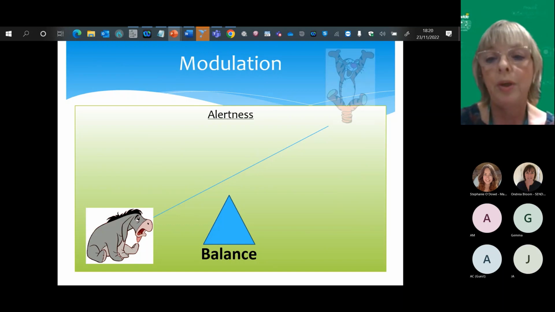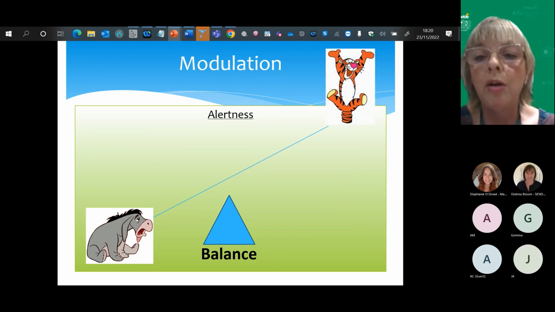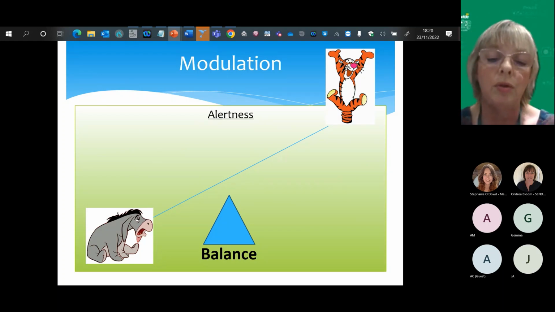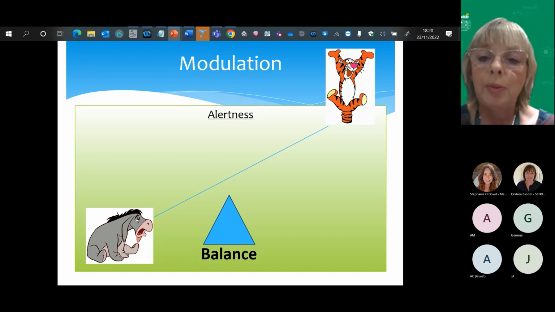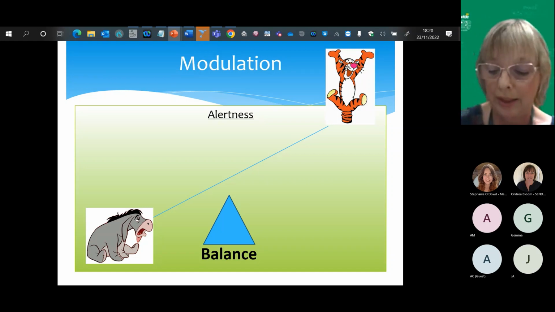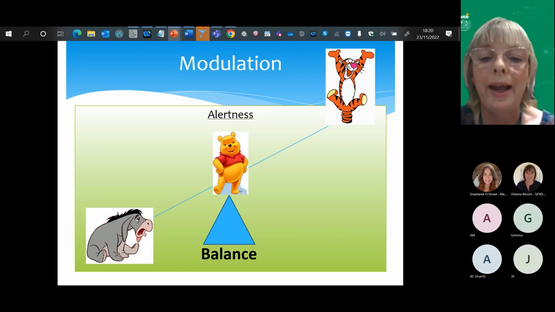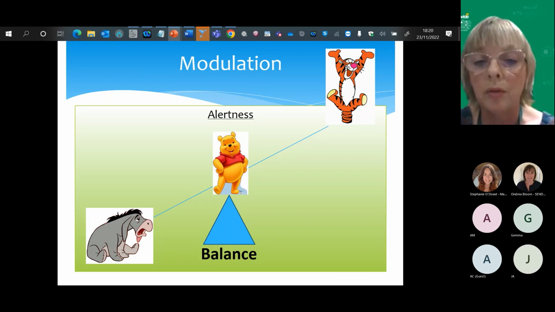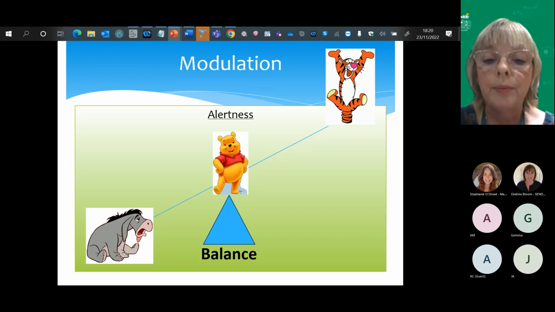Equally, we have Tigger. We have the over-aroused, on the go, constantly springing about. Children with attention deficit hyperactivity disorder are often Tiggers. Absolutely fine if you're going to a trampoline park, less good if you're trying to do a maths lesson. When we're in that situation, and where we're at now, we need the Pooh. We need to be in just the right place. And you'll often hear occupational therapists talk about the just right place. And so that's what we're working at.